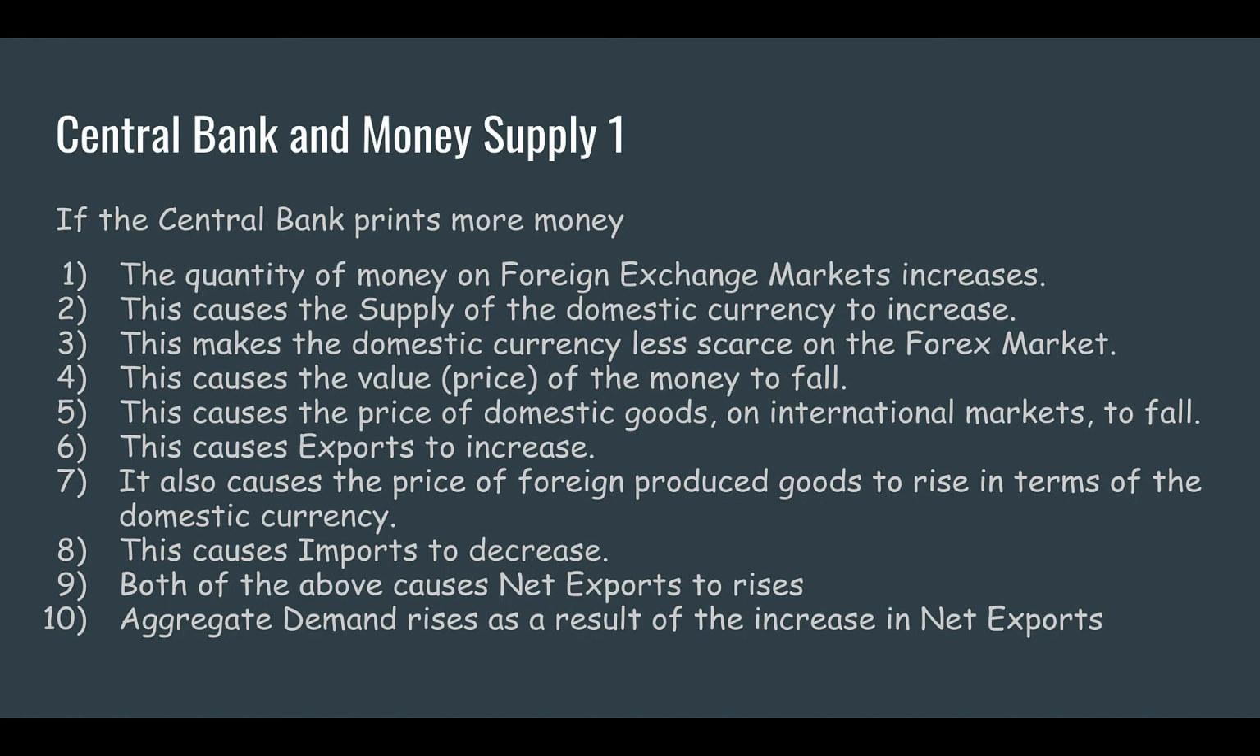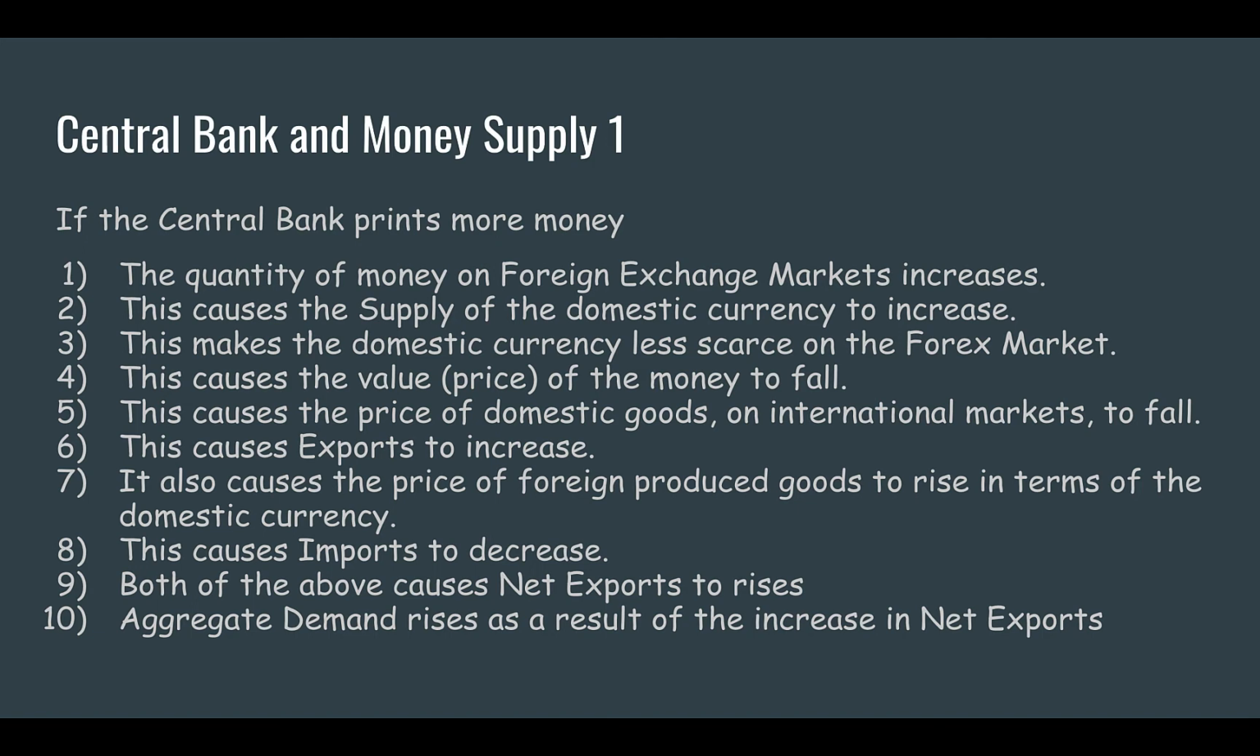Now, how did the central bank cause interest rates to lower? Right, well, they printed more money. Now, if they printed more money, banks have more money to lend out. Some of this money, and this is just a very cursory explanation, not in depth, will end up on foreign exchange markets, otherwise known as the Forex market. All right. If some of this newly printed money ends up on the Forex market, that means that the supply of the domestic currency will increase on the Forex market. That means that the domestic currency is less scarce.